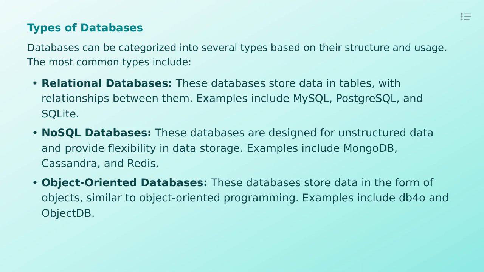Also, NoSQL databases. These databases are designed for unstructured data and provide flexibility in data storage. Examples include MongoDB, Cassandra, and Redis. Finally, object-oriented databases. These databases store data in the form of objects, similar to object-oriented programming. Examples include db4o and ObjectDB.